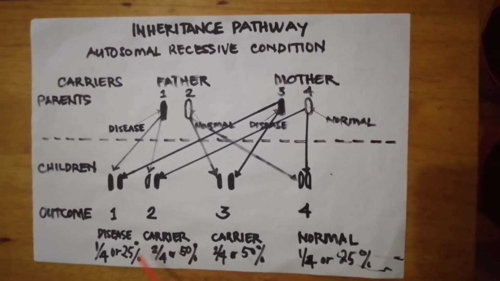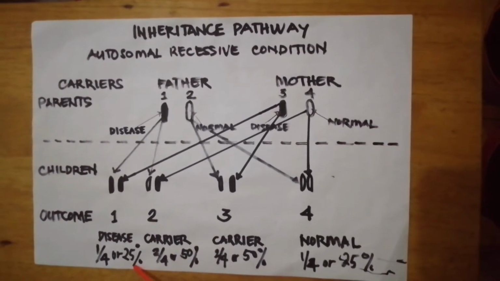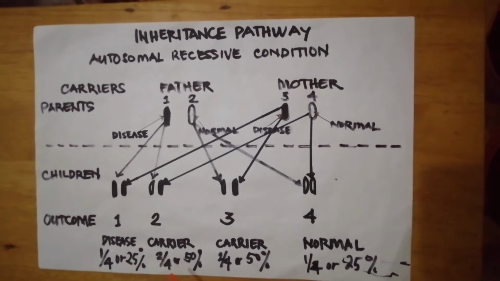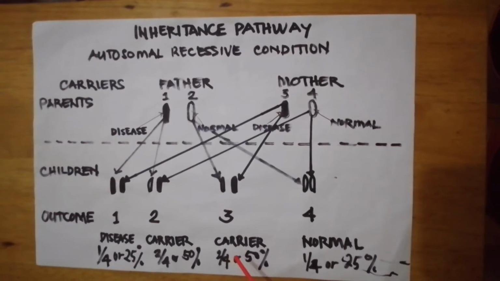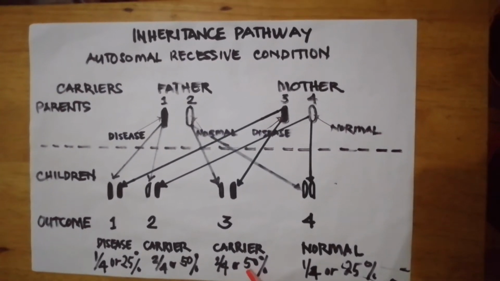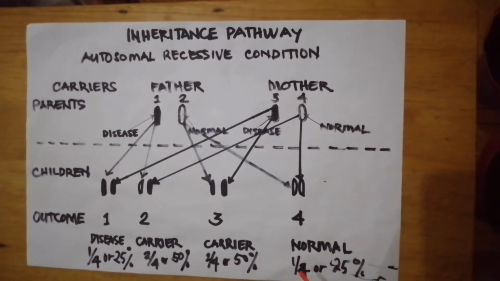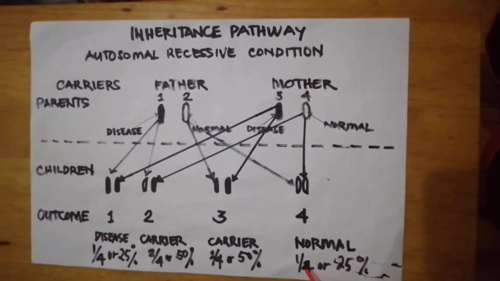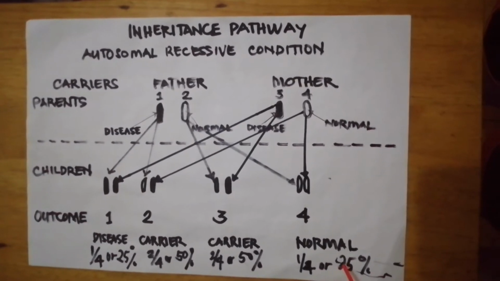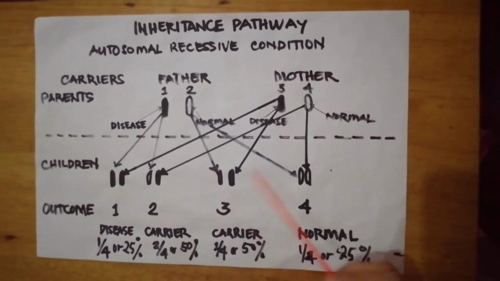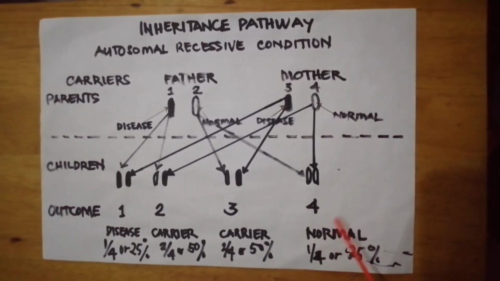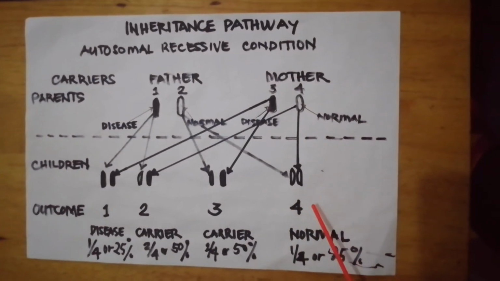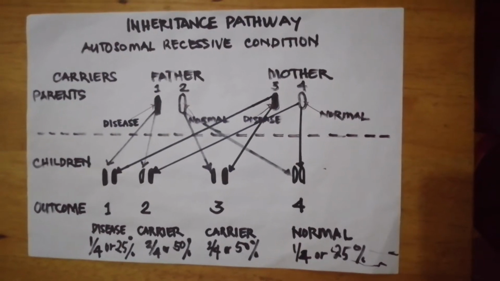Outcome 1 has a 1 in 4 or 25% chance of having the disease. Outcomes 2 and 3 have a 2 in 4 or 50% chance of being a carrier. Outcome 4 has a 1 in 4 or 25% chance of having normal genes. So by doing this, you can calculate quite easily the risk for children of having the disease, being a carrier, or having normal genes.